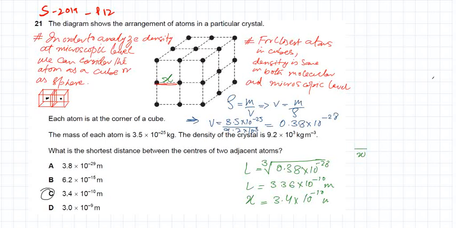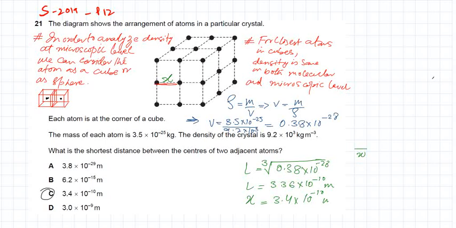Summer 2019, paper 1, variant 2, 9702 A Level, question number 21, and this topic is related to density. Before doing this, I suggest you should understand this.